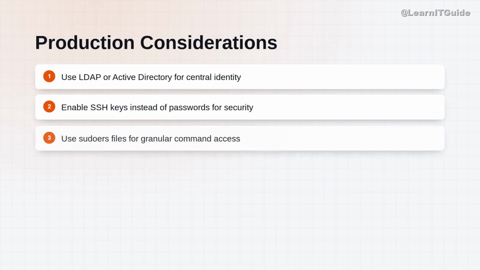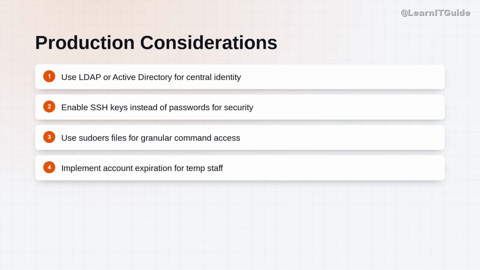In production, managing local users on every server does not scale. You should use central identity services like LDAP or Active Directory to manage users across your infrastructure. Always disable password authentication in favor of SSH keys. This prevents brute force attacks. Use the sudoers configuration file to restrict users to specific commands rather than giving them full root access. Finally, for temporary contractors, always set an expiration date on the account so it shuts down automatically when their contract ends. Take a moment to review each point shown on screen.